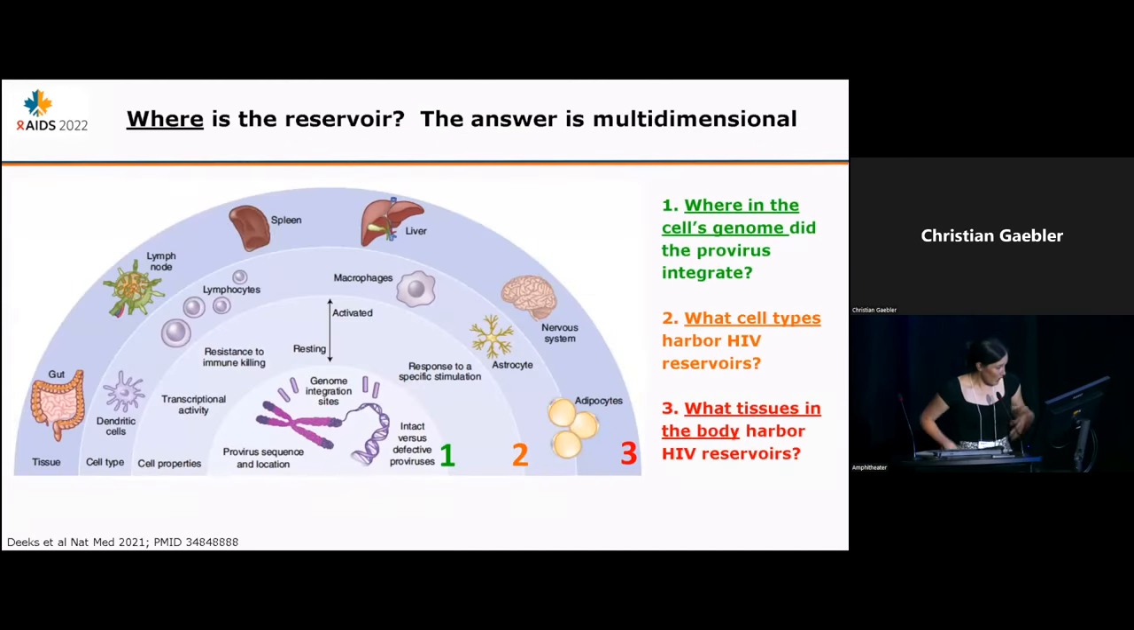And finally, I wanted to end with a little bit of summary of things that we've learned about the reservoir in the last few years, and the overarching question is, sounds like a simple one, but where? You know, where is the reservoir? And the answer to that is somewhat multidimensional.